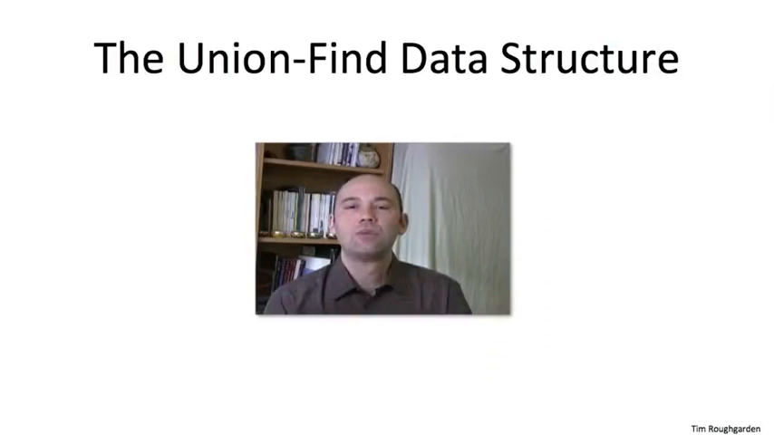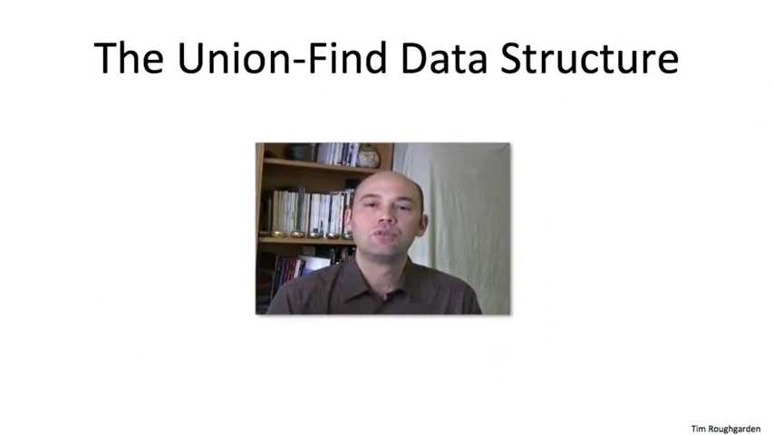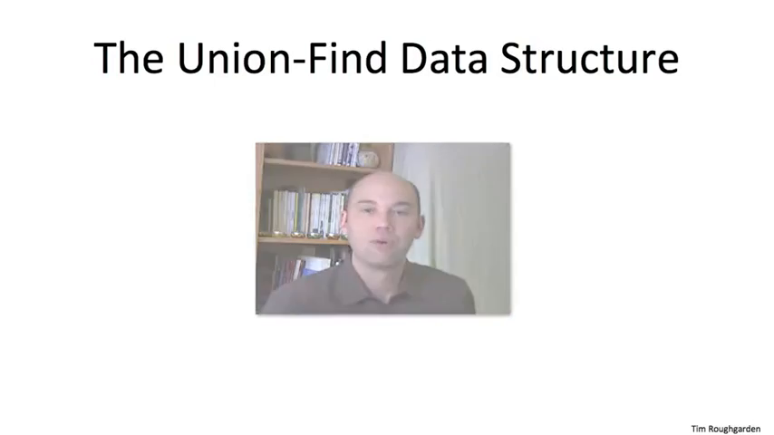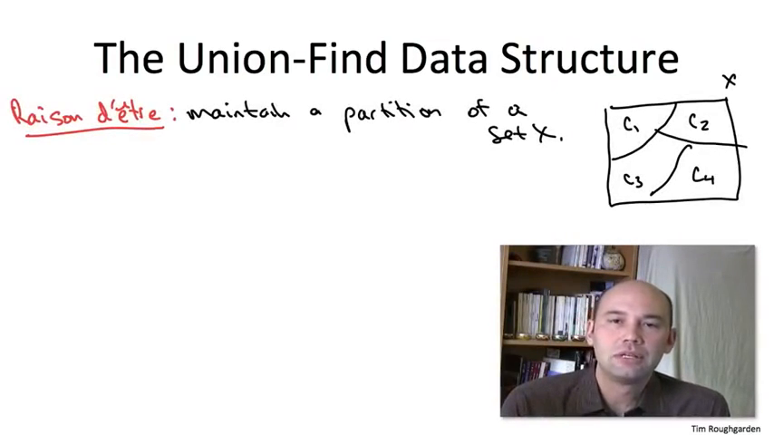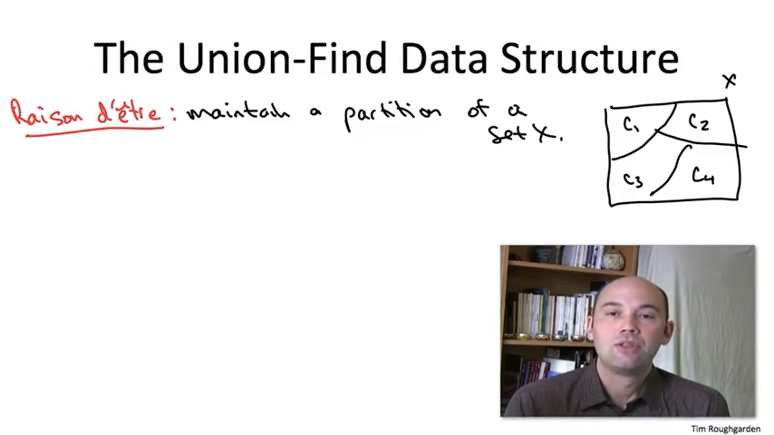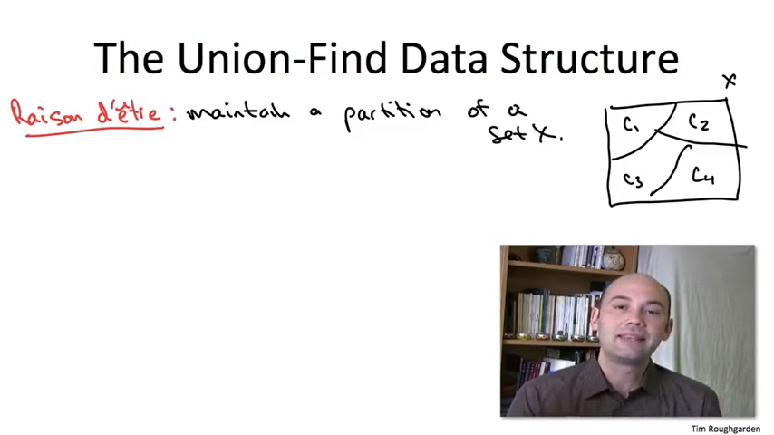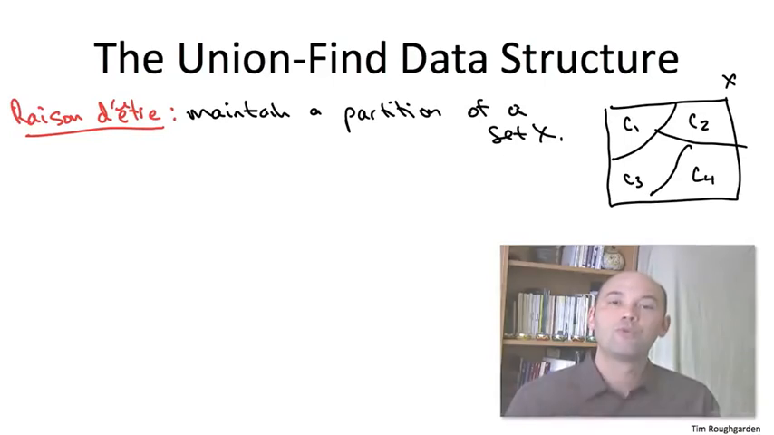So let's have one slide with a quick review of what we already know about the union-find data structure. Recall we discussed this in the context of a fast implementation of Kruskal's minimum spanning tree algorithm. The raison d'etre of a union-find data structure is to maintain a partition of a universe of objects. So in the context of Kruskal's algorithm, the objects were the vertices, and the groups we wanted to maintain were the connected components with respect to the edges we committed ourselves to so far.